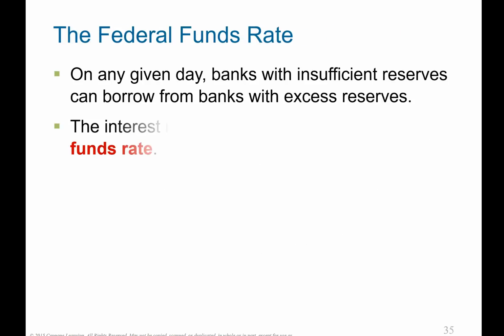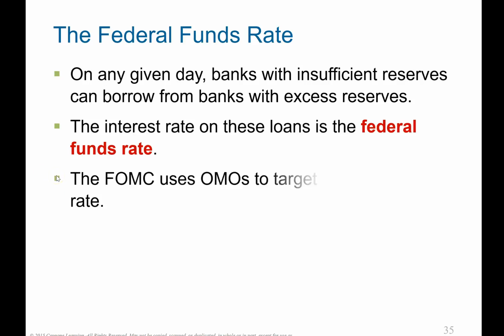The federal funds rate is something to understand because this is the rate at which banks loan each other money in what we call the excess reserves money market. On any given day, banks with insufficient reserves can borrow from banks with excess reserves. Those excess reserves exist in a market, just like any other market, where the excess reserves of all banks are exchanged. The interest rate in this market would be the price, and this is what we call the federal funds rate.